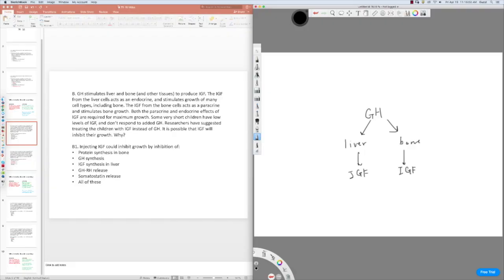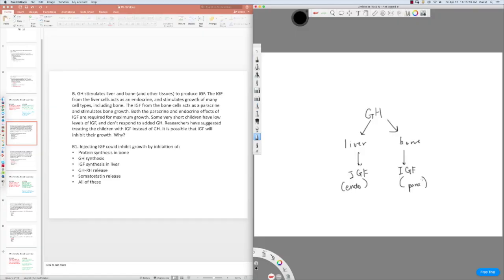And the IGF from the liver cells is endocrine and stimulates growth of many cell types, including bone. So this IGF here is endocrine. I'm just going to write endo for endocrine. The IGF from the bone cells acts as a paracrine and stimulates bone growth. And this is paracrine, and it's only basically in the near local bone tissue. Both the paracrine and endocrine effects of IGF are required for maximum growth.